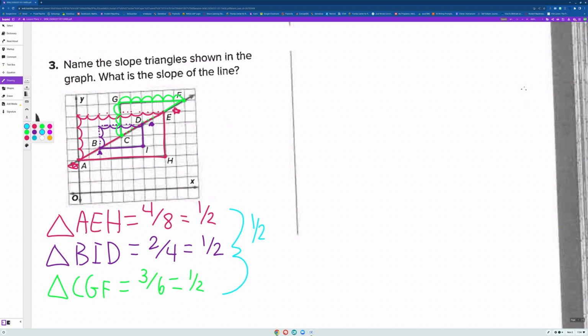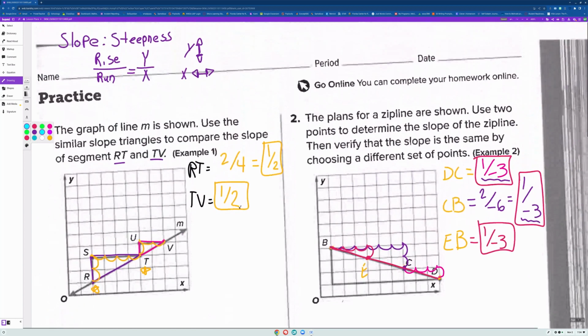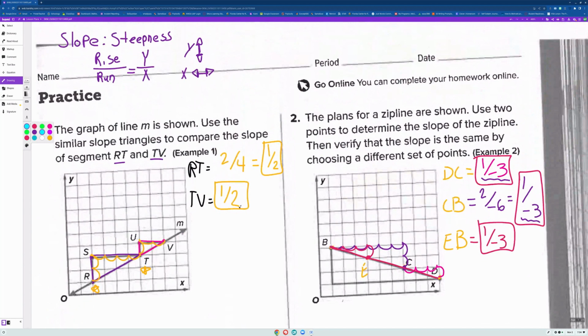So just to go ahead and review really quick before we sign out, slope is just measuring the steepness of your line. Slope can also be known as rise over run or y over x. So y is moving up and down on the graph, and then x is moving left to right.